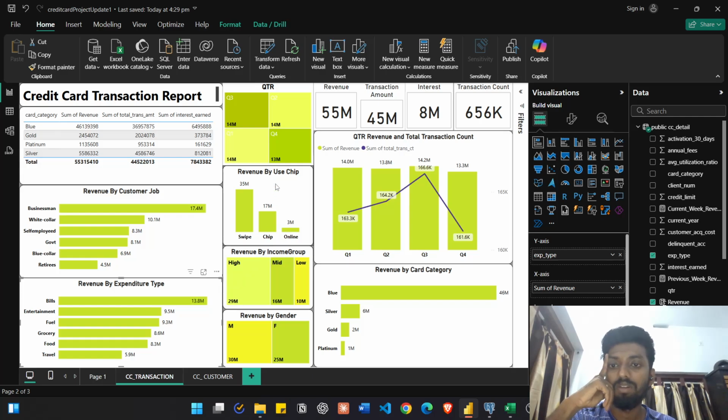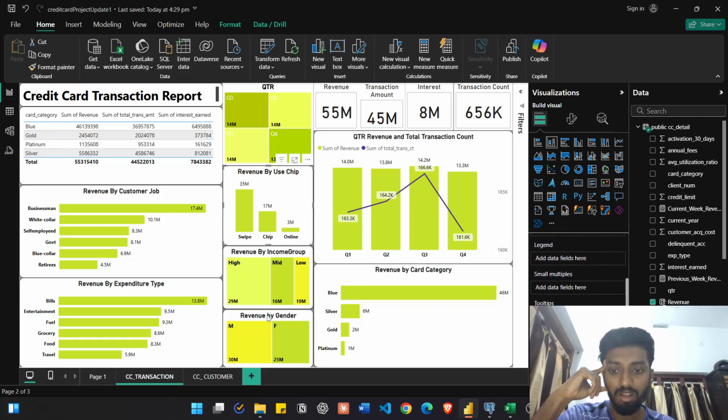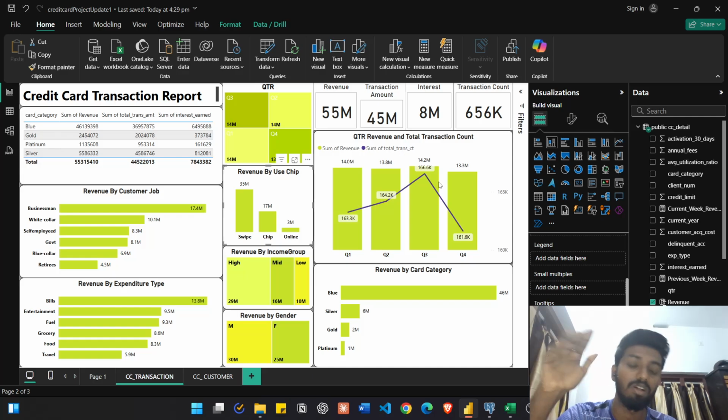And here is revenue by use chip. So here we use chip by sum of revenue. We could see how the revenue has been segregated by mode of payment. Then revenue by gender. We could see a domination of males, 30 mil, but it's pretty close, right? 25 mil for females. Then this graph shows for each quarter how the sum of total transaction count is going. We could see a huge dip in quarter four for the total transaction count.